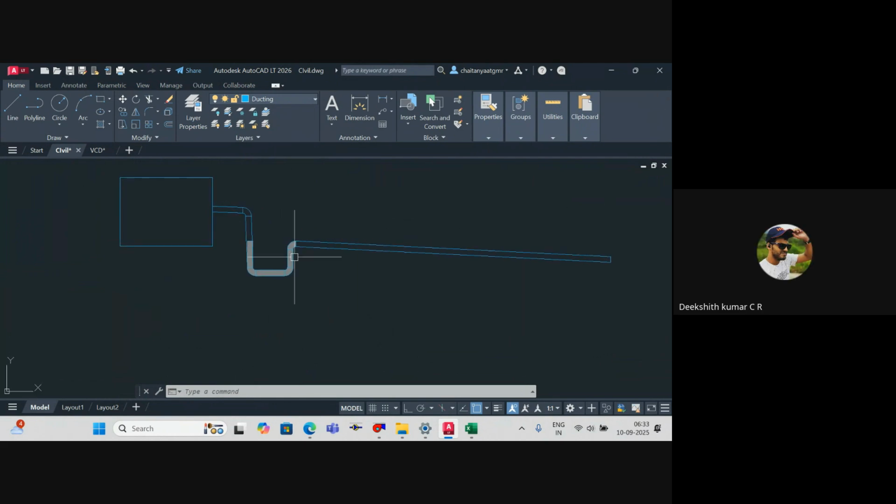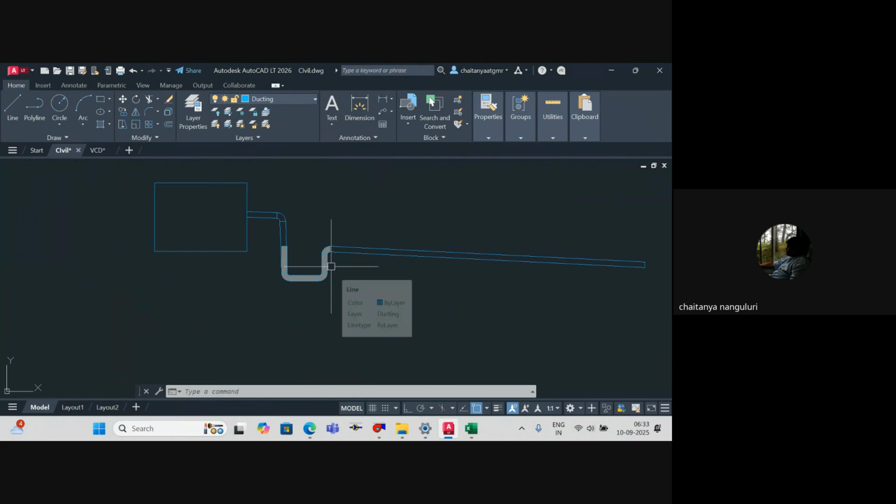Now, if you have multiple equipments, you need not provide for all the equipments. At the last point, you can connect your U-trap. Anywhere in the circuit, you can provide a U-trap. It's not mandatory that you have to provide only near the indoor unit. Am I clear?